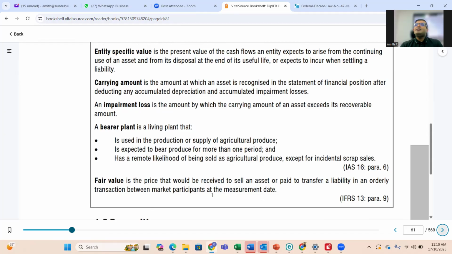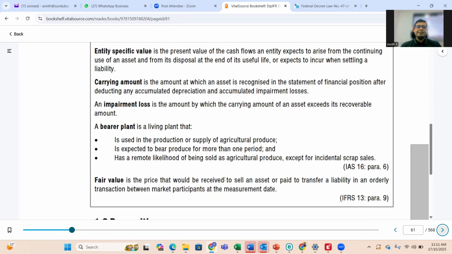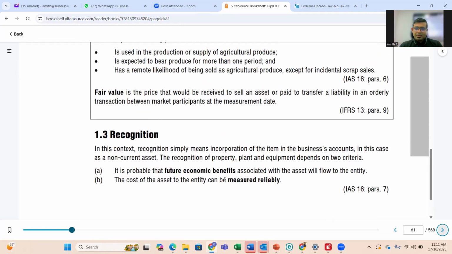Fair value is the price of that asset, or a market value of the asset, and we use IFRS 13 to find that. It is the price that would be received to sell an asset or paid to transfer a liability in an orderly transaction, only at arm's length, between market participants at the measurement date. Okay. Now we know the scope of the standard.